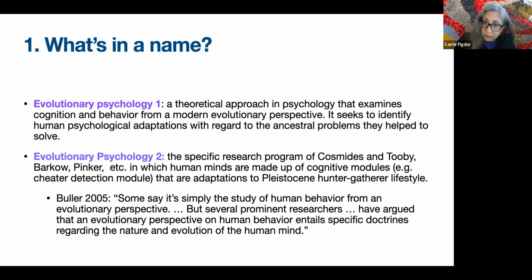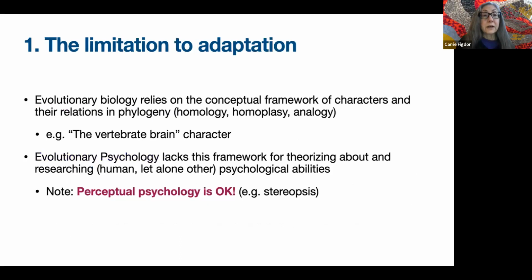These two can be discussed separately, so Buller has a nice framing. Some say it's simply the study of human behavior from an evolutionary perspective. That's roughly the first definition, but several prominent researchers have held that an evolutionary perspective entails specific doctrines. Okay, so you get these two different definitions, but both of them are very different from the definition of evolutionary biology. So on the one hand, as I mentioned, there is the limitation to thinking about evolution as just adaptation.